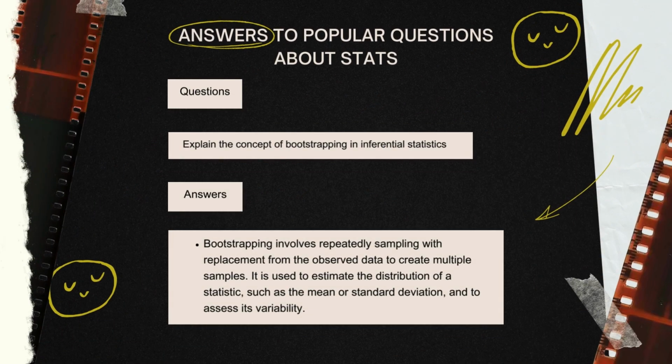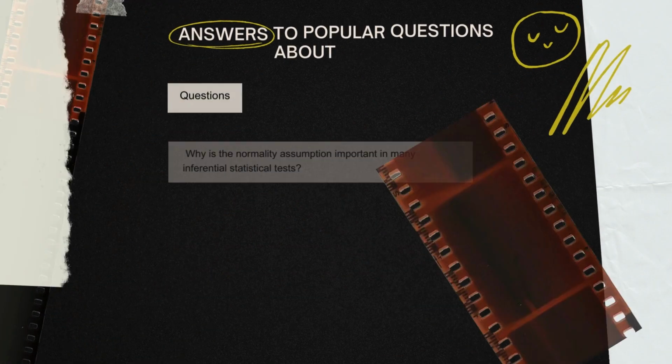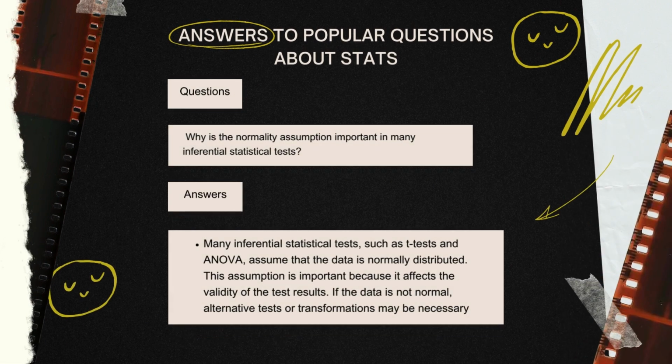Question: Explain the concept of bootstrapping in inferential statistics. Answer: Bootstrapping involves repeatedly sampling with replacement from the observed data to create multiple samples. It is used to estimate the distribution of a statistic, such as the mean or standard deviation, and to assess its variability.